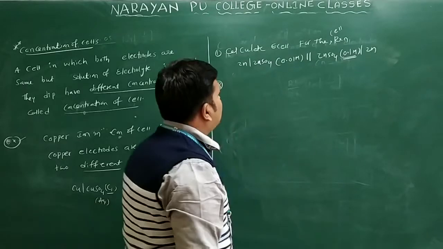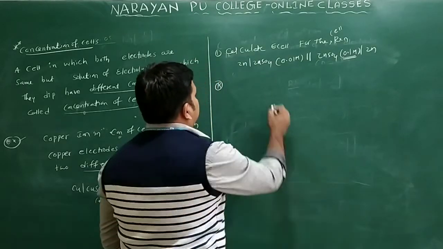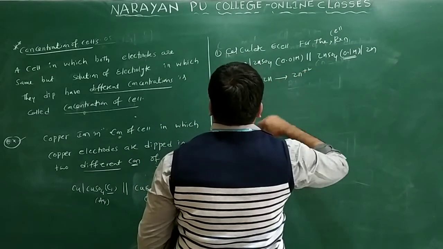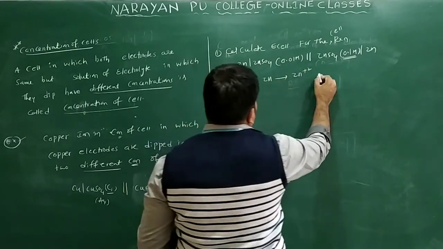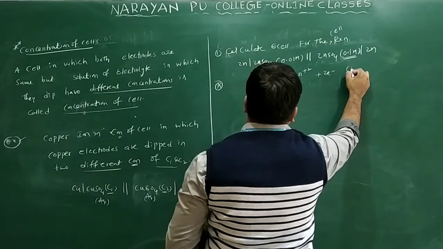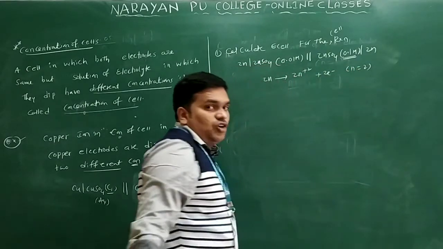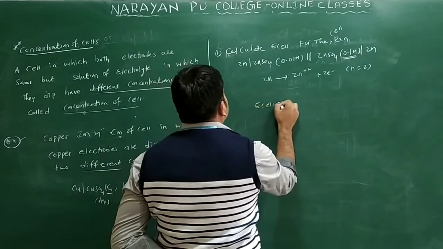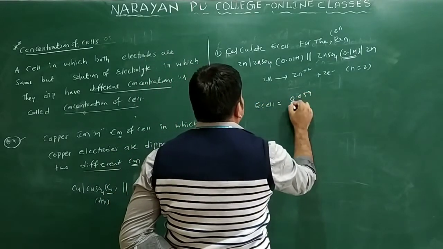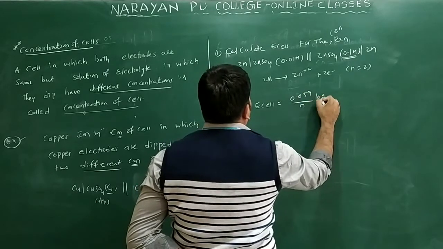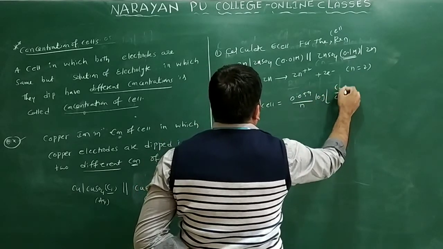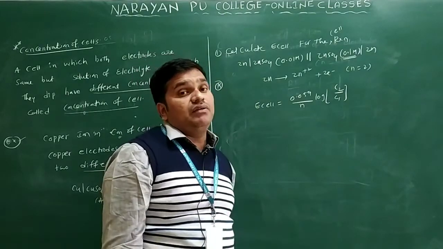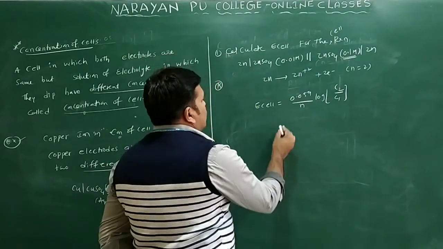If you want to write the reaction, generally Zn is converted into Zn plus 2 by loss of 2 electrons. So from this you write the n value as 2. Now the formula we have is E cell is equal to 0.059 by n into log C2 by C1. I already told you C2 is always greater than C1. So what is C2 here?